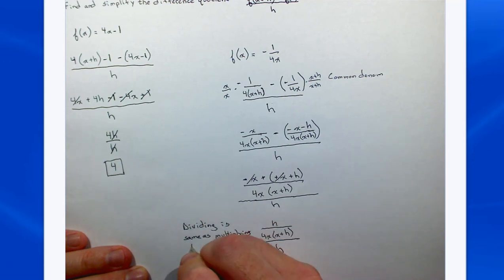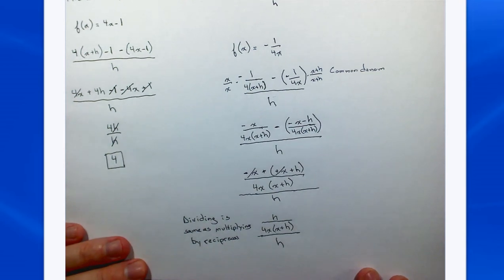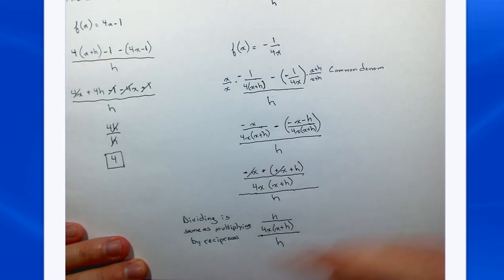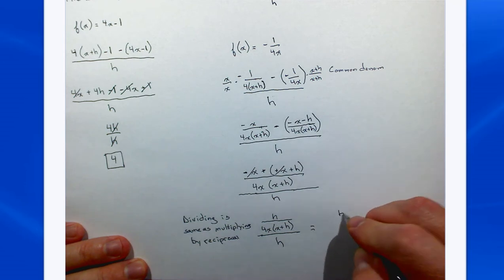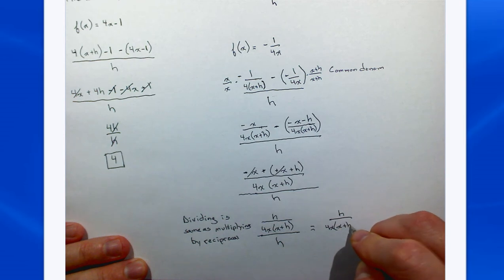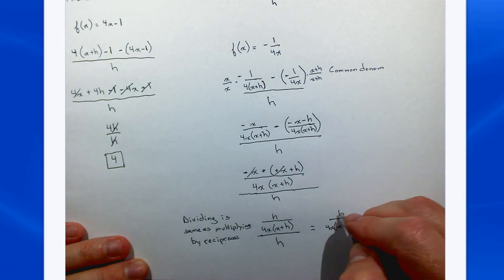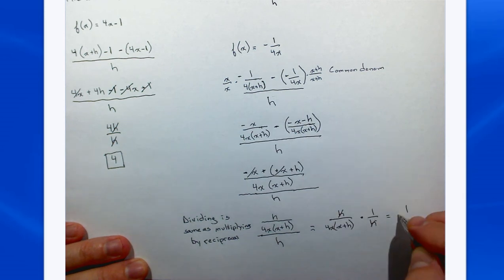Dividing is the same as multiplying by the reciprocal. That's keep, change, flip. So what I actually have here is h over 4x times x plus h, times 1 over h. The h's cancel, and what I'm left with is this. That is my slope.